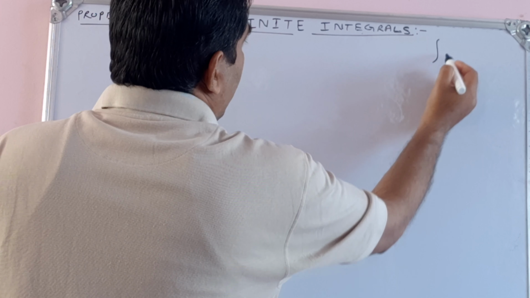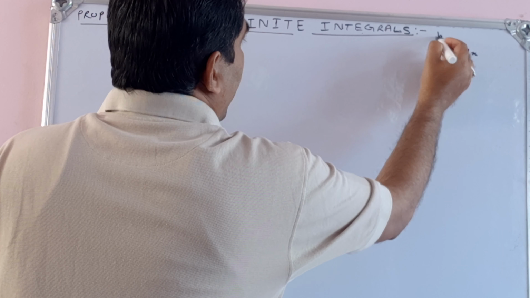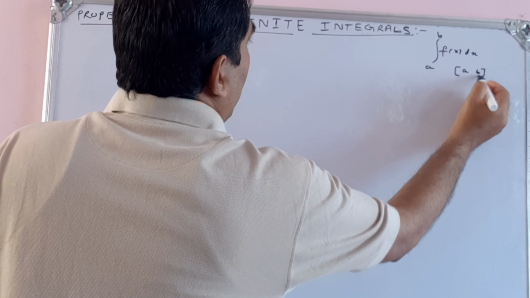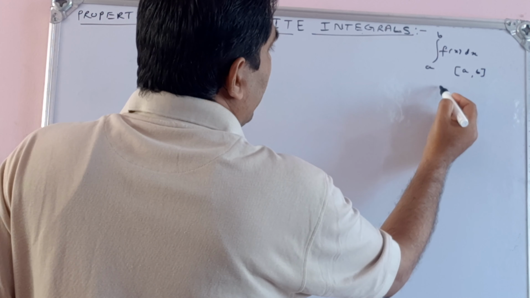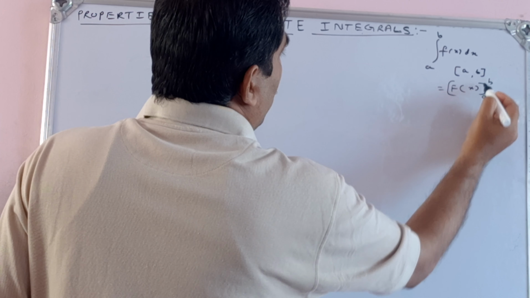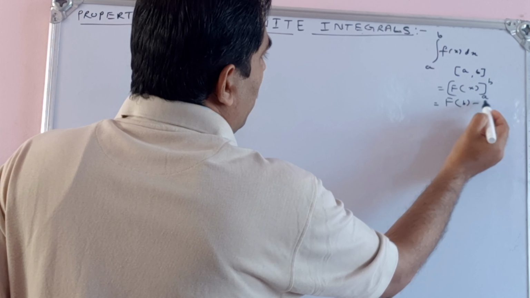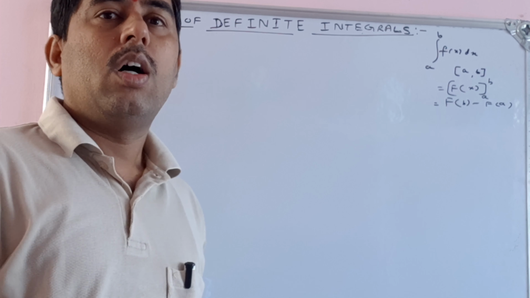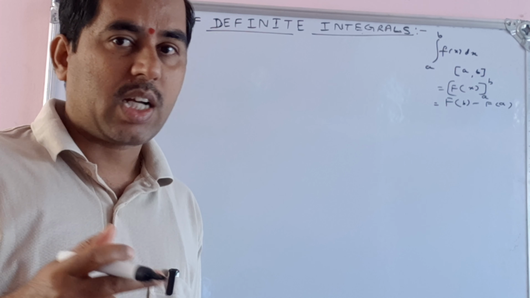That function must be continuous. If we want to integrate f of x from a to b, this function should be well defined in the closed interval ab. Then if we integrate this, we will get one antiderivative. From a to b, lower limit and upper limit, this can be obtained by the antiderivative at the upper limit minus the antiderivative at the lower limit. This is the statement of the fundamental theorem of integral calculus as we discussed in our previous class.